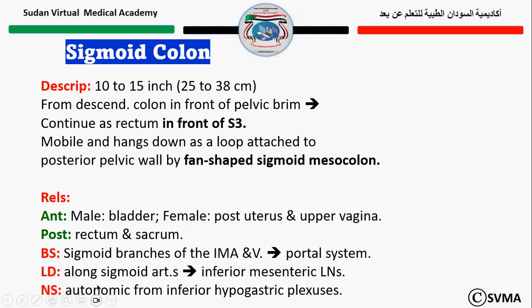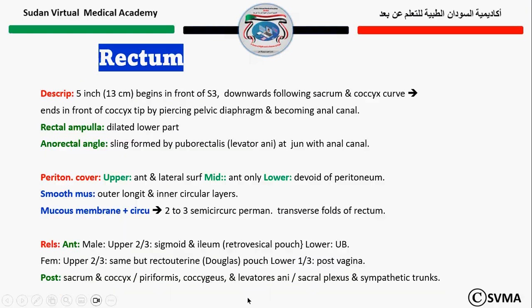While the nerve supply, these are all visceral, they don't have somatic sensation or somatic muscles, but are just smooth muscles, so they have autonomic sympathetic and parasympathetic supply, and they both come from the inferior hypogastric plexus.